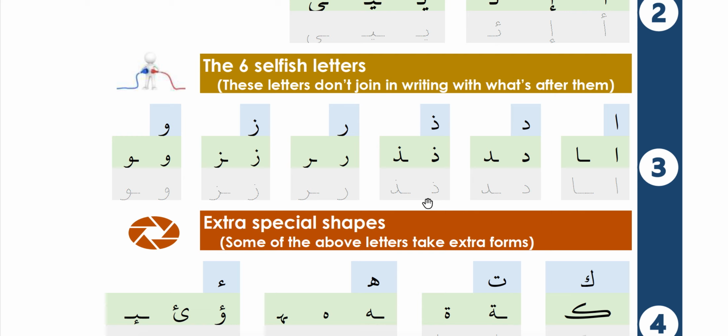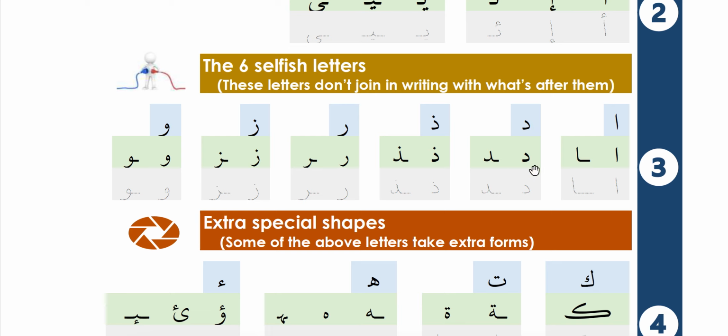Now we have something else, which is the selfish letters or the orphan letters. These letters don't join in writing with what's after them, so they can join only with what's before them. Here we have six letters. Alif has two shapes: Alif standing on its own, or Alif joining to what's before it. It can't join to what's after it. It makes a gap or a space between it and the other letter.